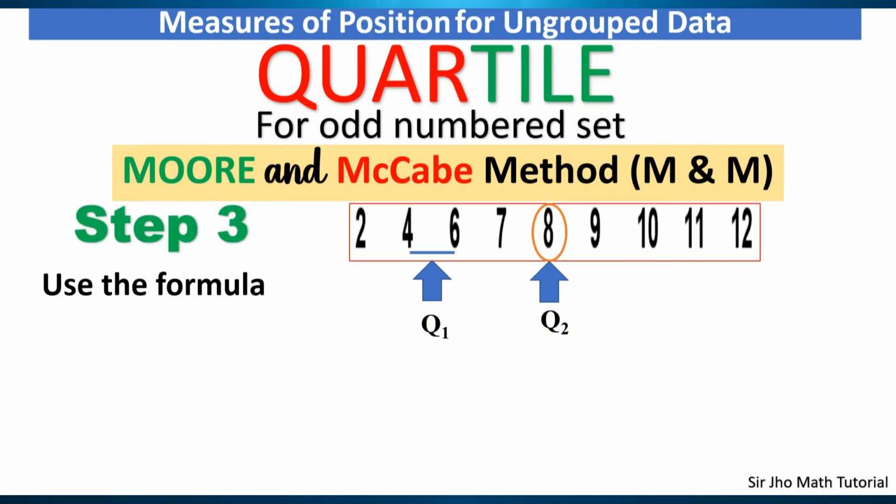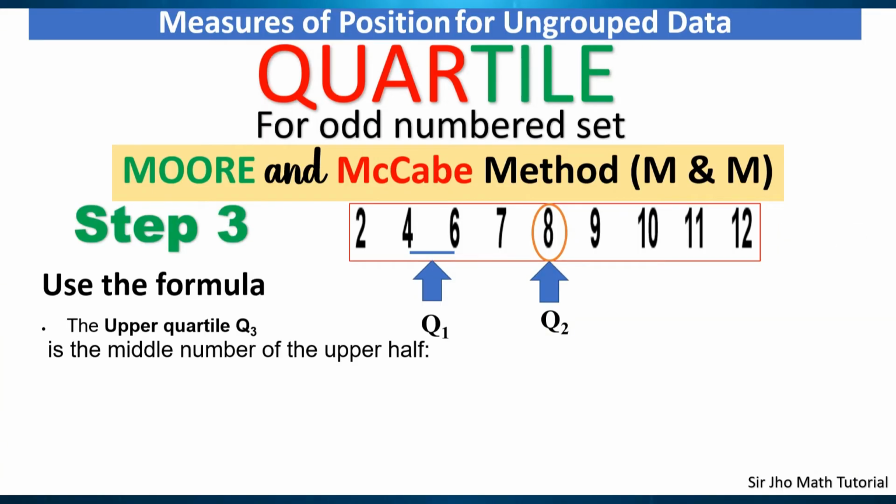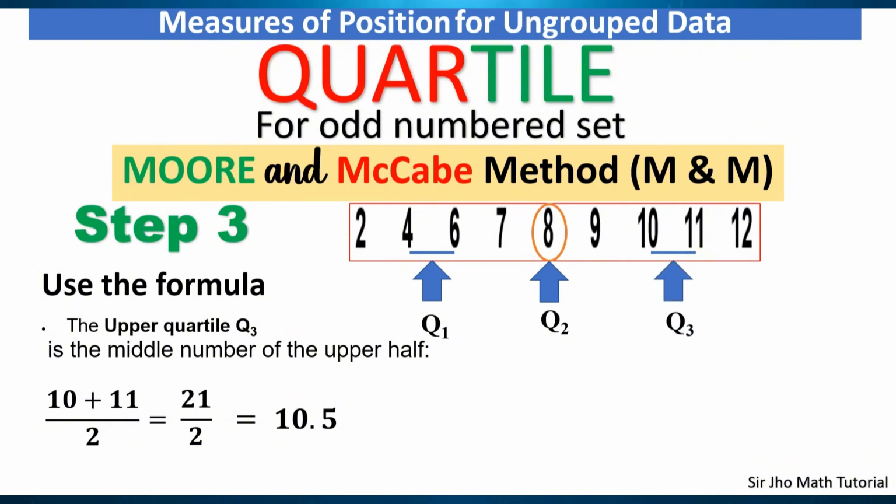Step 3. Use the formula. The upper quartile, Q3, is the middle number of the upper half. So we have 10 plus 11 over 2, 21 over 2. 21 divided by 2 is 10.5. So the upper quartile is 10.5.